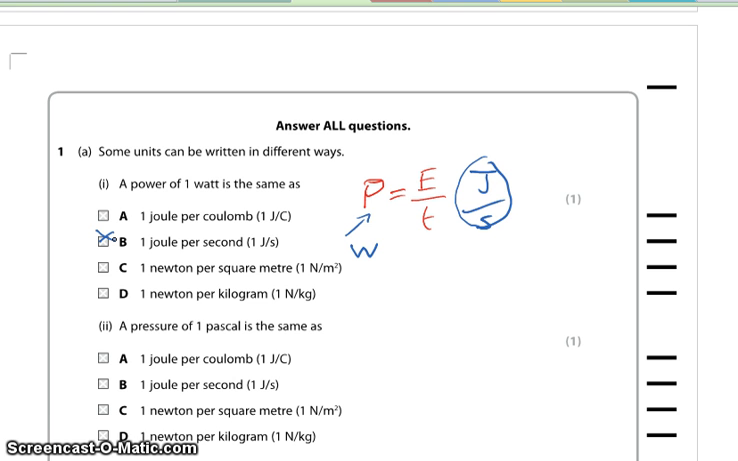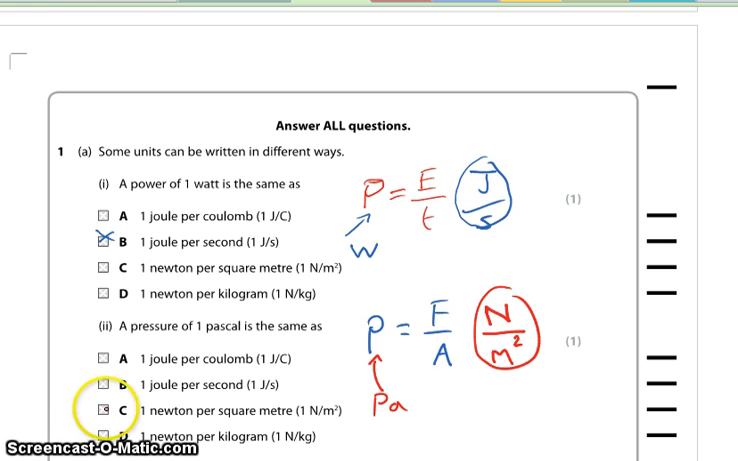Number 2, pressure of pascals is the same as, well, pressure is equal to force over area. Okay, and what are the units of force and area? Well, force is in newtons, area is in square meters. Okay, so 1 pascal, which is a unit of pressure, is the same as 1 newton per square meter.